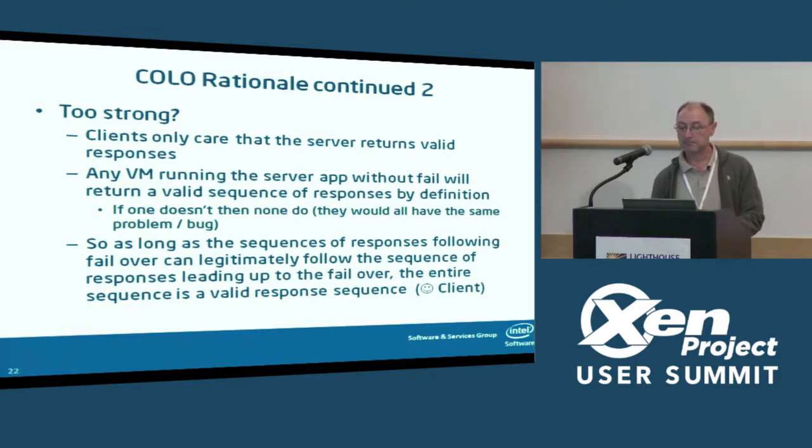So as long as the sequence that comes out of the server, whether it's a single server or a high availability server, is valid, then you're good. And as long as, in the high availability case, we have a sequence that goes from the primary node to the failover secondary node, and that sequence is still a valid sequence, then we're okay. And in that case, the client would be happy.